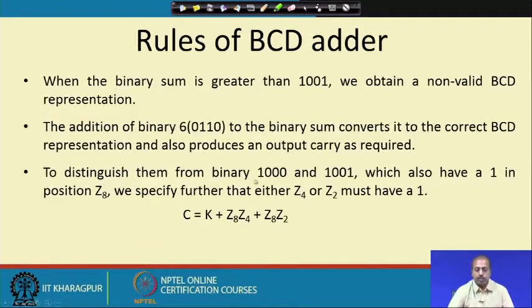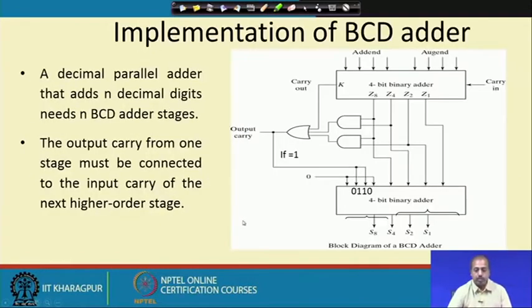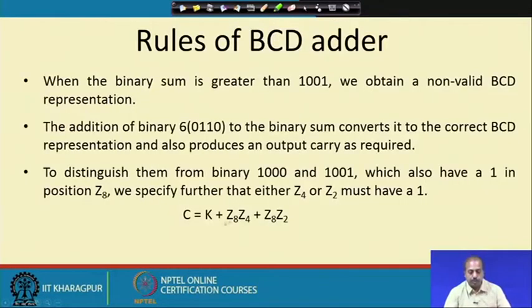To distinguish between binary 1000 and 1001, which will also have 1 in position Z8, we specify that either Z4 or Z2 must have the value 1. So, C is equal to K plus Z8 Z4 plus Z8 Z2. This is the BCD sum part. So 0110 will be added if this condition holds. If you look at this expression, K plus Z8 Z4 plus Z8 Z2, only if this is the situation is the carry generated.